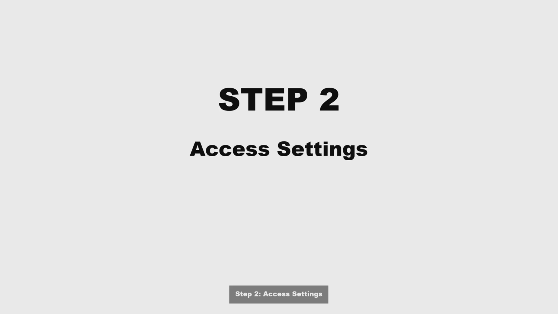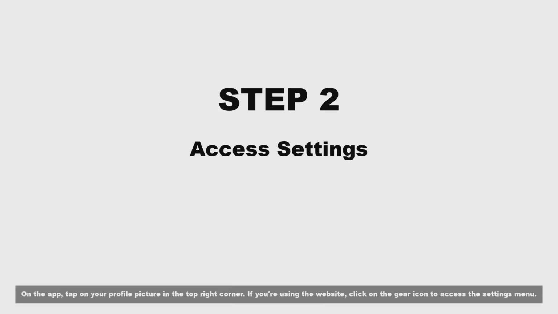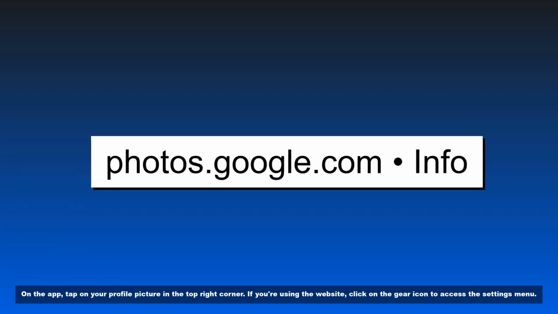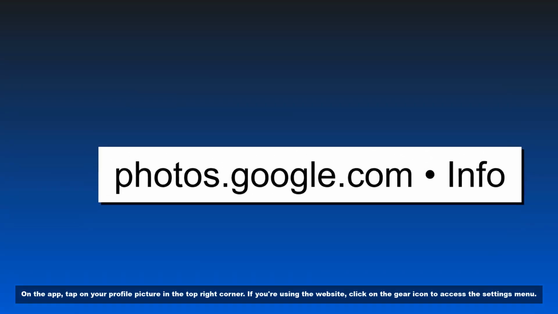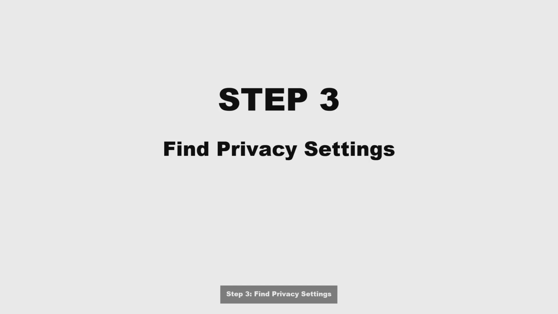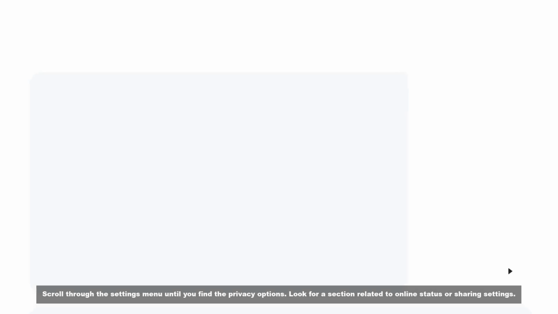Step 2. Access settings. On the app, tap on your profile picture in the top right corner. If you're using the website, click on the gear icon to access the settings menu. Step 3. Find privacy settings. Scroll through the settings menu until you find the privacy options. Look for a section related to online status or sharing settings.